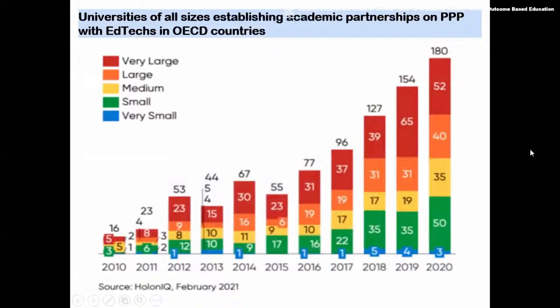This was a slide from HolonIQ, which talks about universities of all sizes establishing academic partnerships, or PPPs, with EdTech companies in OECD countries, which are the US and European countries. Looking at this slide, there is an exponential growth happening in the Western world.